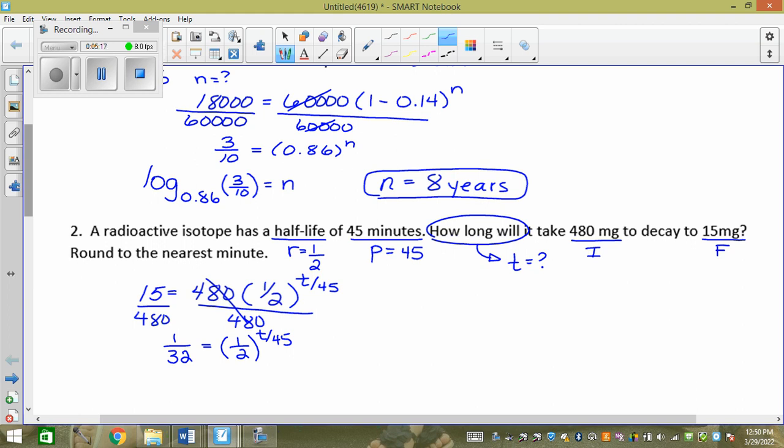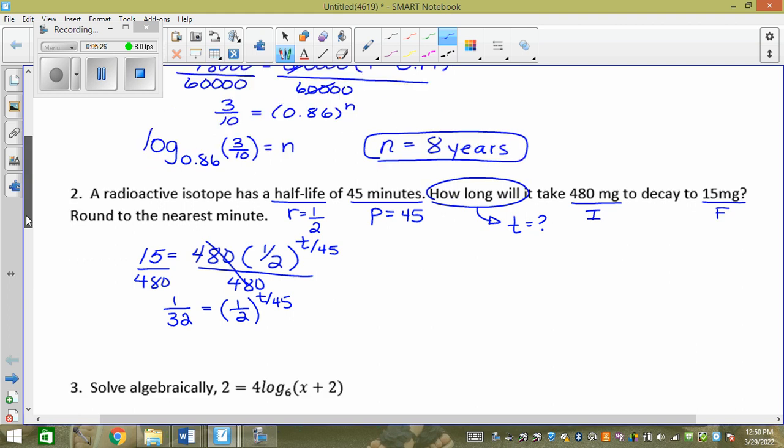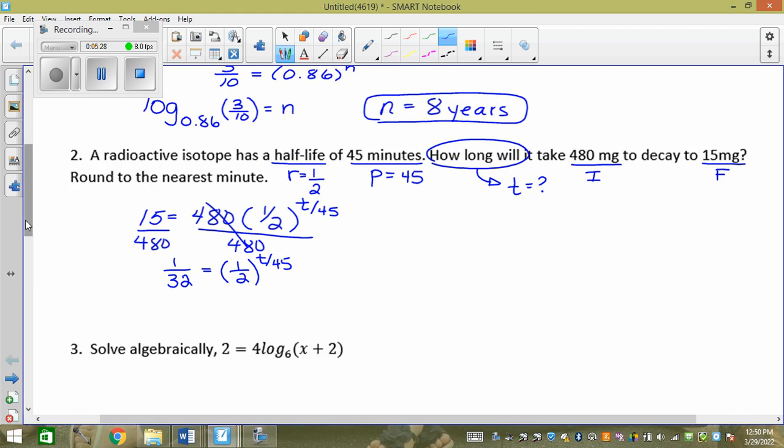After your final and your initial are divided, and you're still looking for an exponent, what do you do? Convert to a log every single time. So we're going to go log base 1/2, because the base of my exponent becomes the base of my log. What's with it doesn't stay with it, and I need something beside the log. So what's going to be beside it? 1 over 32, and it's going to equal t over 45.